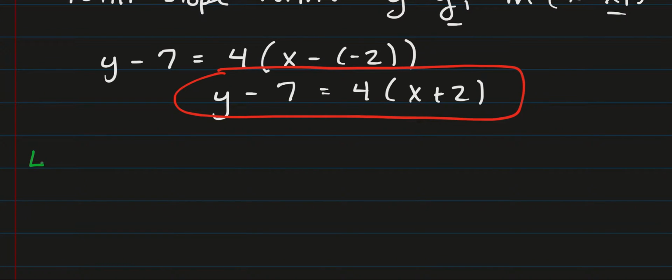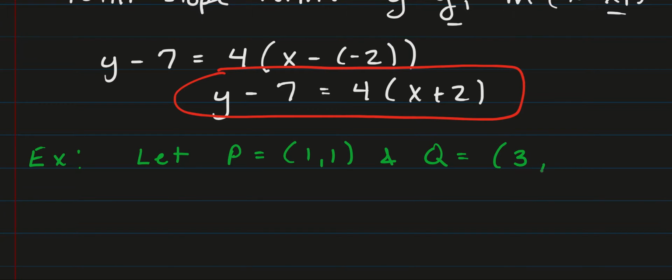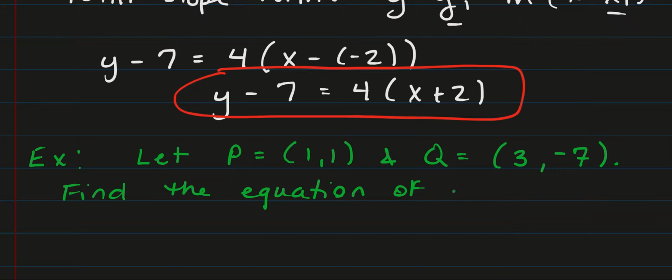This time I'm not going to give you the slope. Instead, I'm going to give you 2 points on the line. So let P be the point 1, 1, and Q be the point 3, negative 7. Find the equation of the line that passes through P and Q.